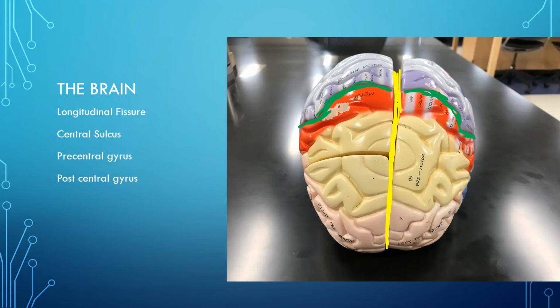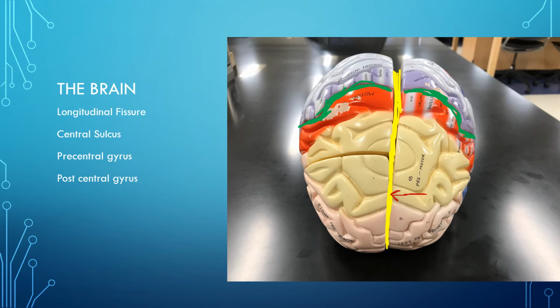As I mentioned previously, the cerebrum is divided into left and right hemispheres, and the hemispheres are separated by a deep groove called the longitudinal fissure. In this anterior view of the brain, we can see the longitudinal fissure highlighted in yellow right here. So you can see it basically splits the brain right in half along the sagittal plane.